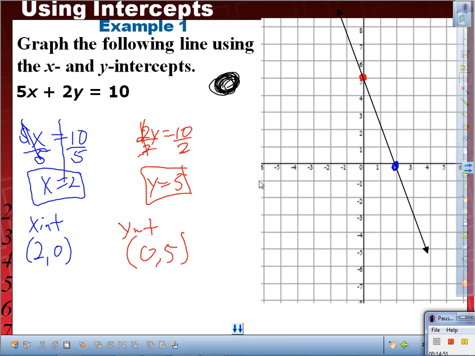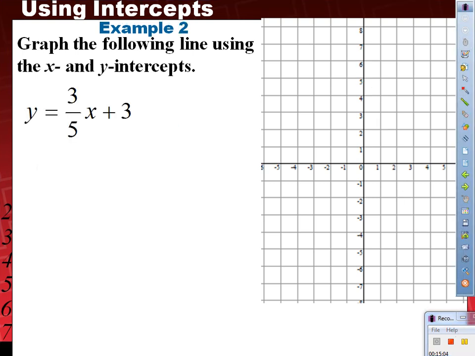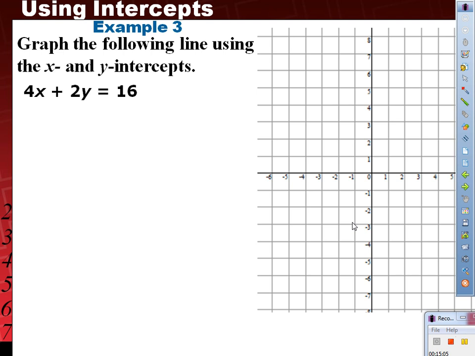Okay, let's see if you can do one by yourself. Ready? On the other graph, copy this one. Example 3. You don't have to copy the instructions, just copy the equation. 4x plus 2y equals 16. Finding the x and y intercepts, plot the points, graph your line, and let's see what you get. Go.